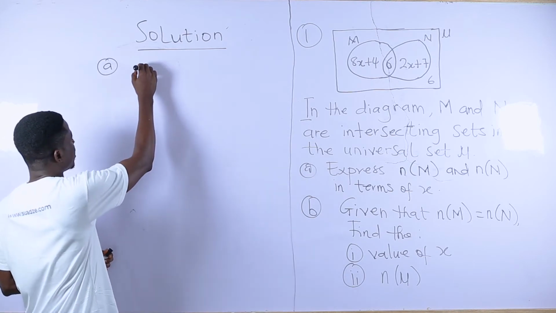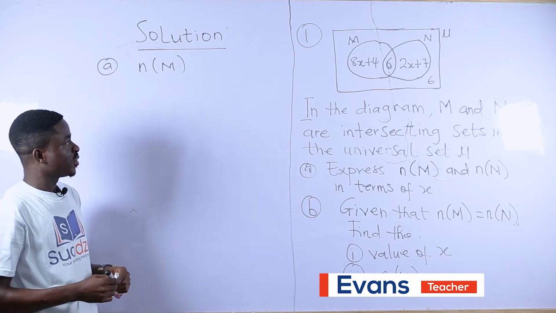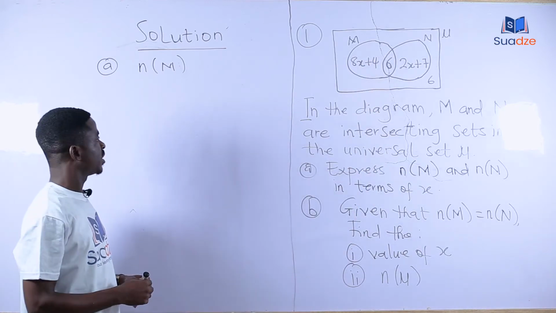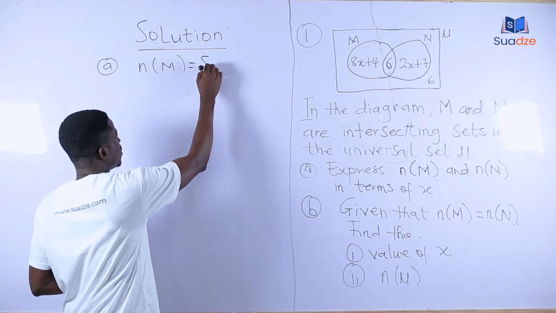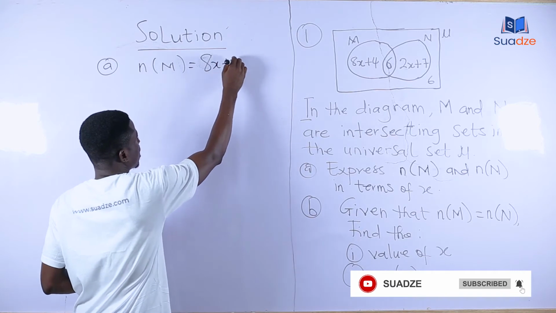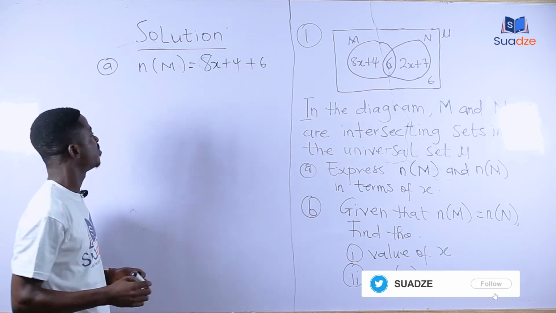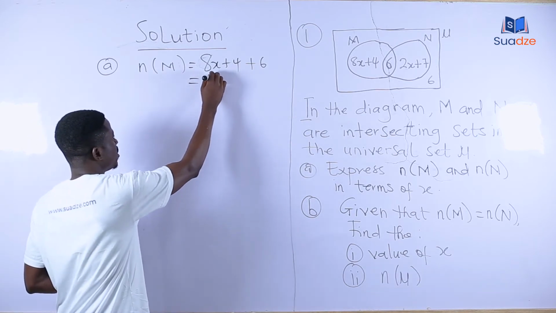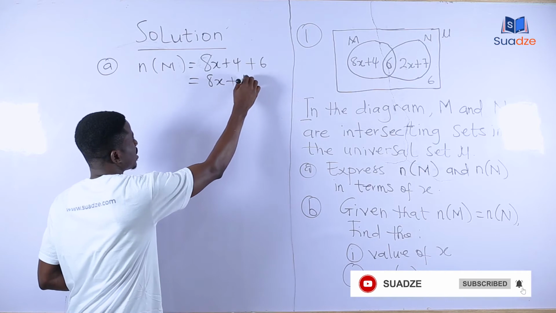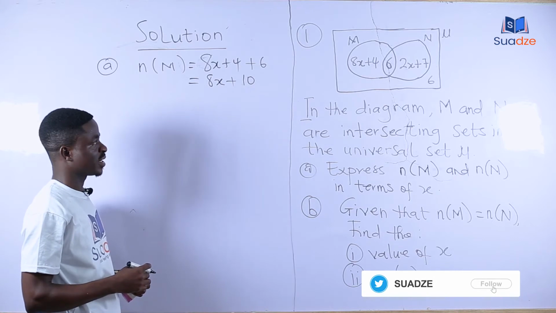We are to find the number of M. And to do that, we are going to just write all the figures in the circle M. And in this, we get 8x, plus 4, plus 6. Then we go ahead and simplify the expression. So 8x plus 4 plus 6 will give us 10. So this is the number of M equals 8x plus 10.